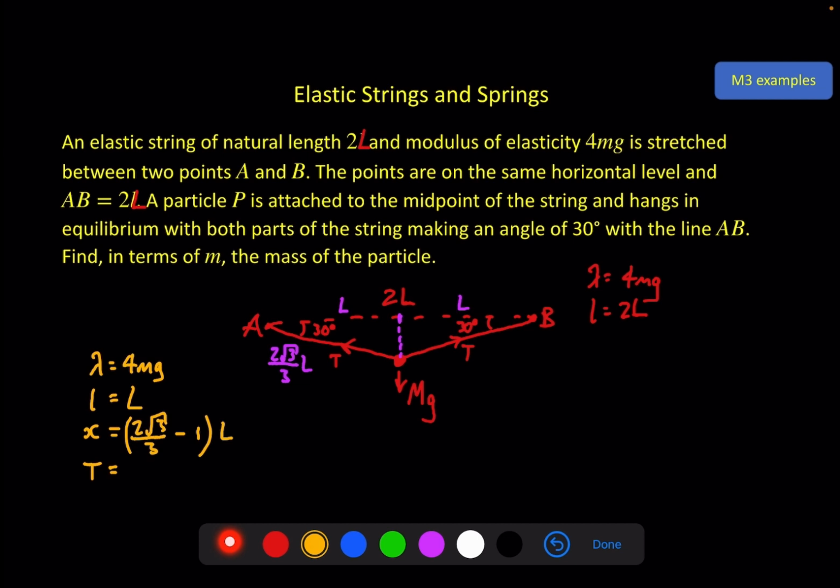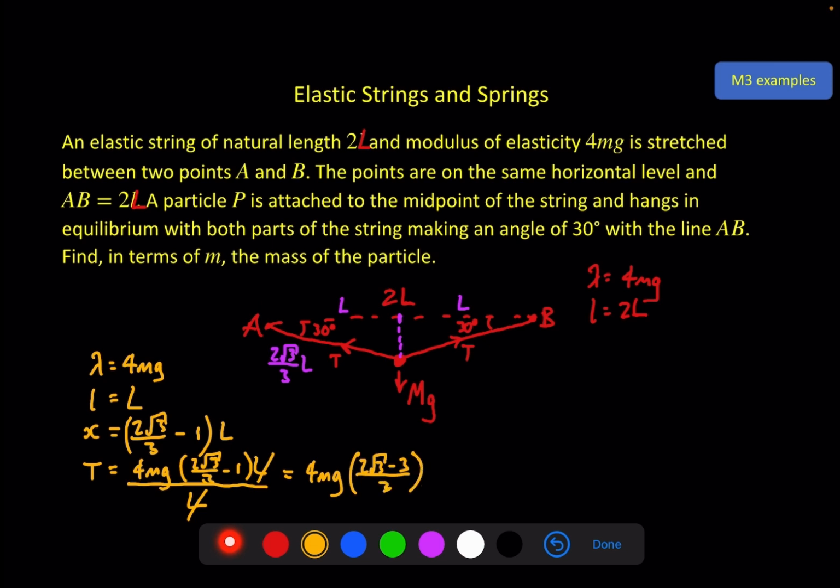So T is equal to lambda x over L, 4mg times x, 2 root 3 over 3 minus 1 L over L, which is just L, and the two L's cancel out. And I can simplify that slightly. 4mg, 2 root 3 minus 3 over 3.